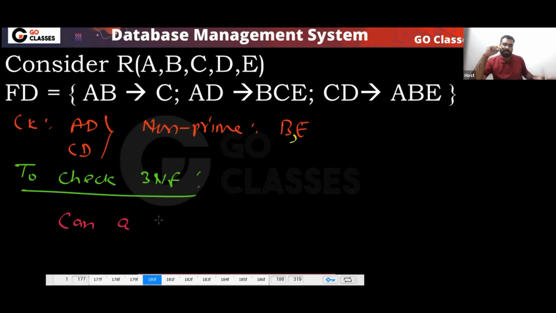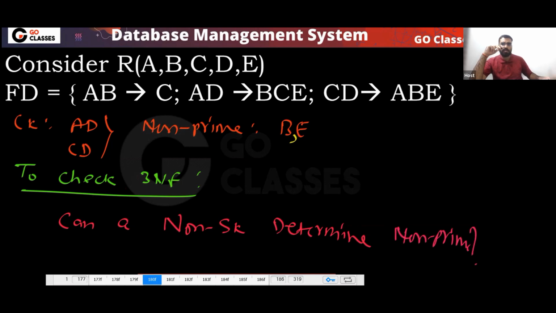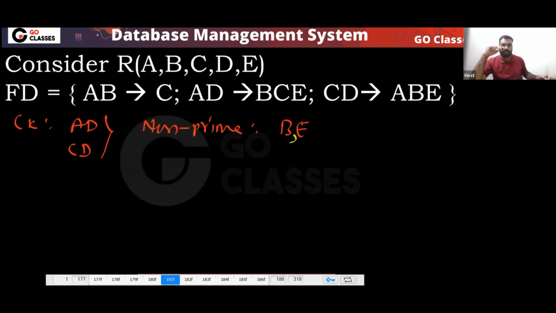Can a non-super key determine a non-prime attribute? Just ask this question. Here, who can determine B? Look at the set of FDs. Who has the power to determine B? Whatever you do, you need AD. Agree or not?